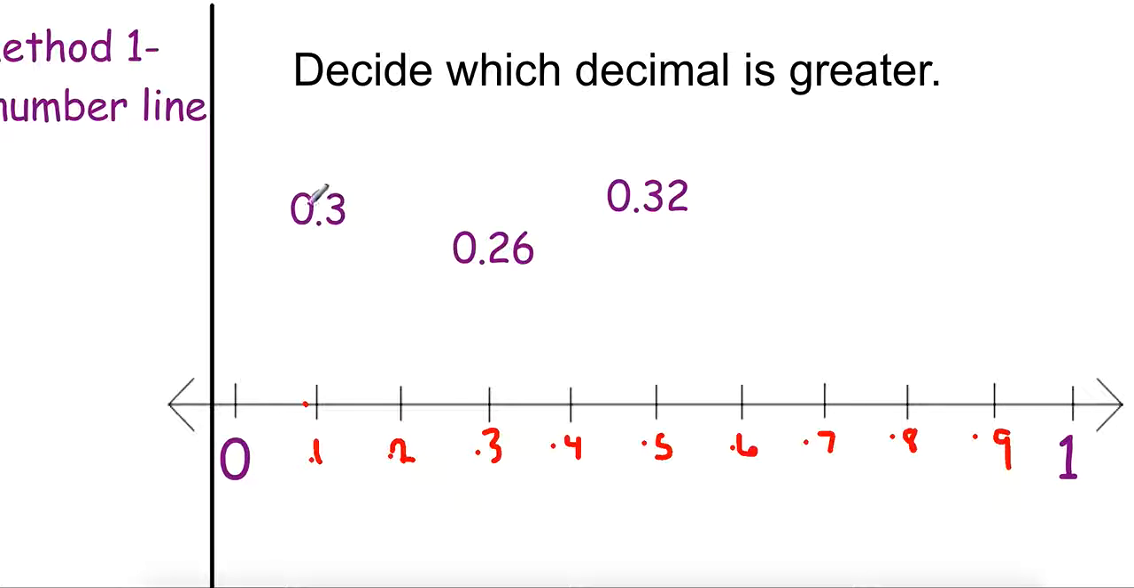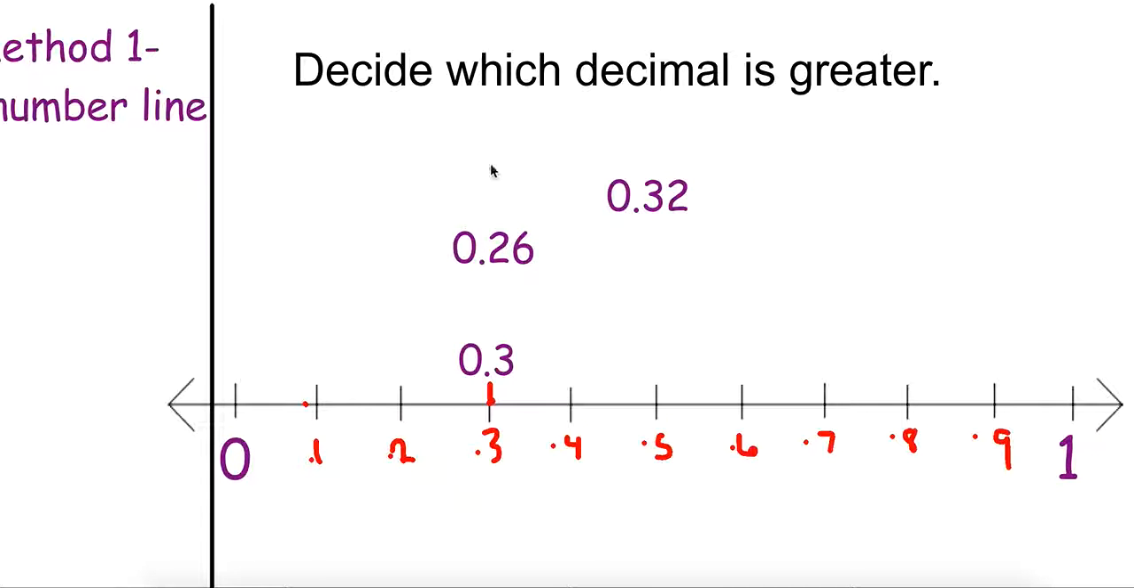So when you look at this, the first number tells you where to start, and then this tells you how many tenths to go over. So in this case, I'm starting at 0 and moving it over 3 tenths. So that's where 0.3 would be. So let's make a dot there, and then you can write 0.3.